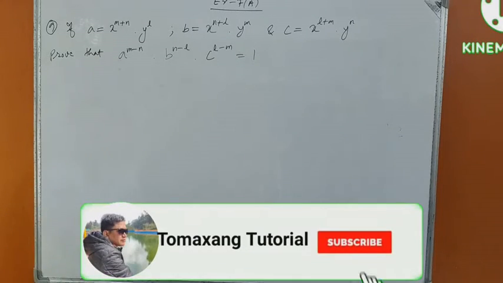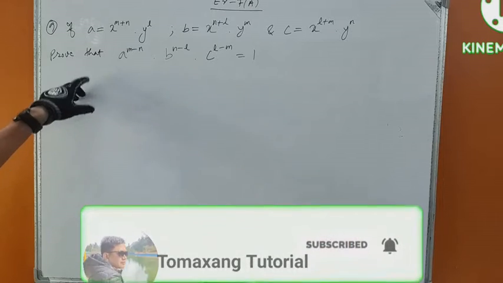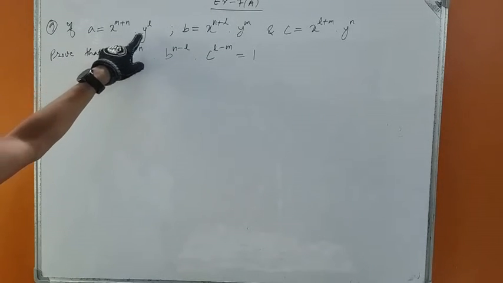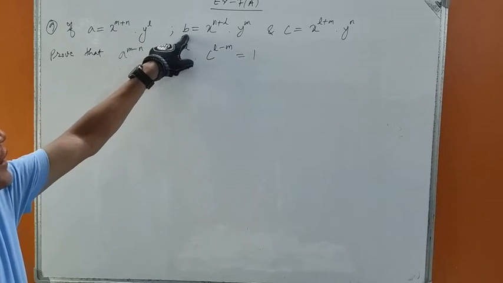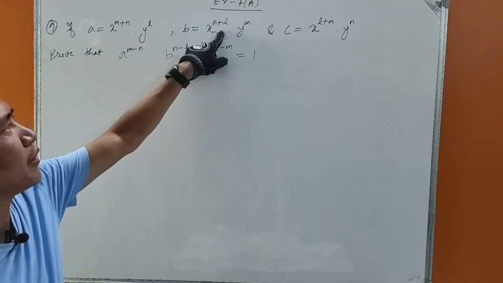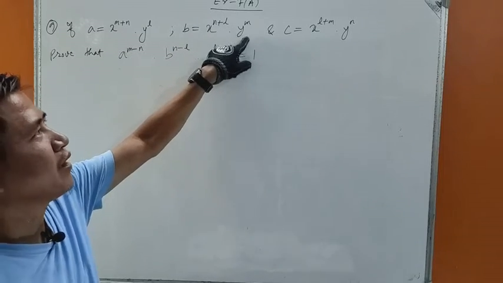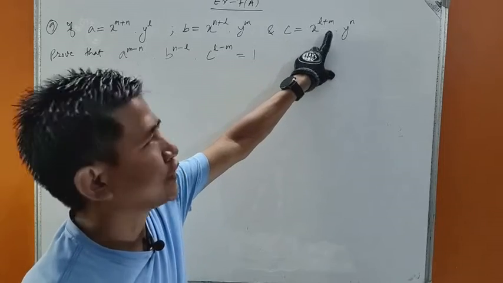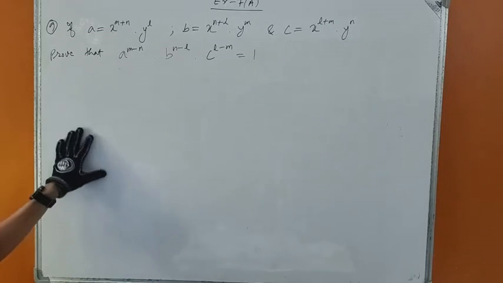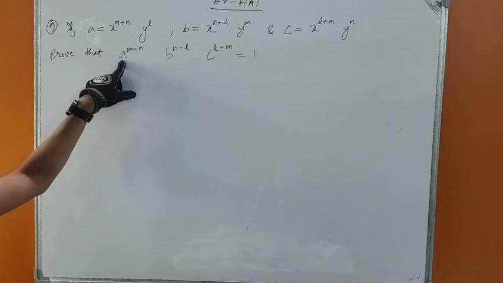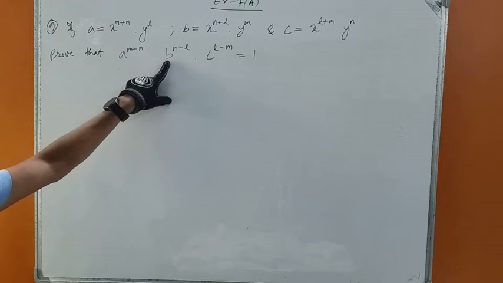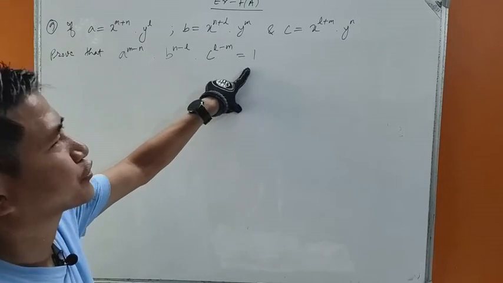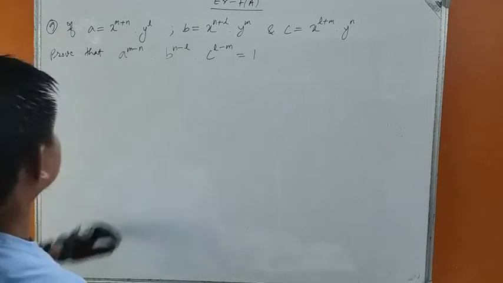Okay, so let's begin. Question number 9, we have a equals x to the power m plus n into y to the power l, and the value of b is given x to the power n plus l into y to the power m, and the value of c is given to us x to the power l plus m into y to the power n, isn't it? So we are asked to prove this: a to the power m minus n into b to the power n minus l into c to the power l minus m equals 1. So we are asked to prove this, isn't it?